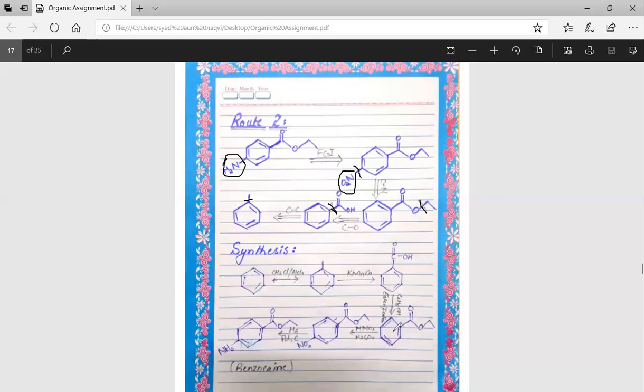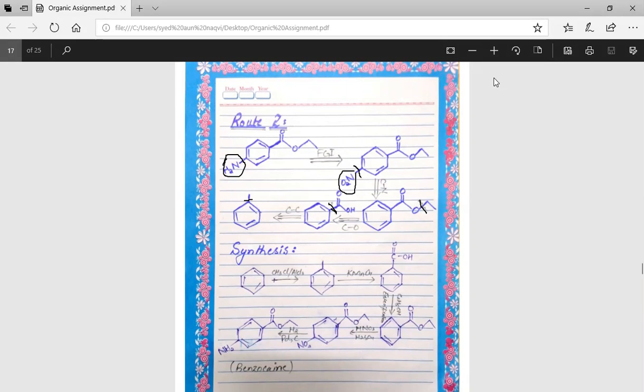So when ethyl benzoate is treated with nitric acid, HNO3, in the presence of sulfuric acid, we will have ethyl nitrobenzoate or para-nitro ethyl benzoate. So when this nitro group is reduced using functional group interconversion, we will have our product benzocaine, because this nitro group is converted into an amino group. So we'll have para-amino ethyl benzoate or ethyl 4-aminobenzoate. So this is our final product for the route 2 synthesis mechanism.